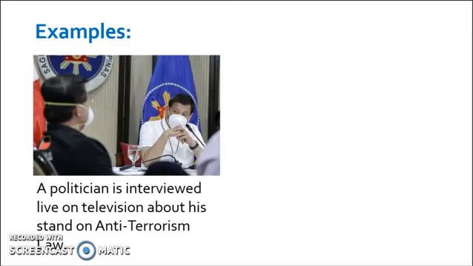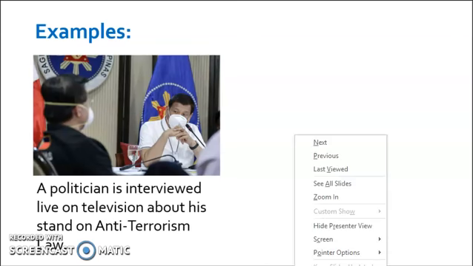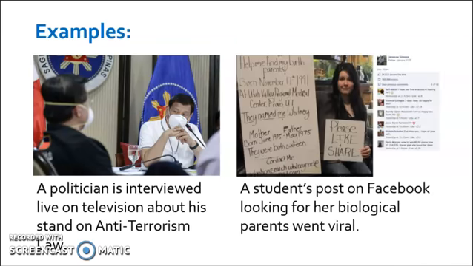I have here an example. A politician is interviewed live on television about his stand on the anti-terrorism law. And another one, a student's post on Facebook looking for her biological parents went viral. Notice in the examples that the person or speaker referred to is trying to communicate with a large public by using media. Then, we can say that these two are examples of mass communication.